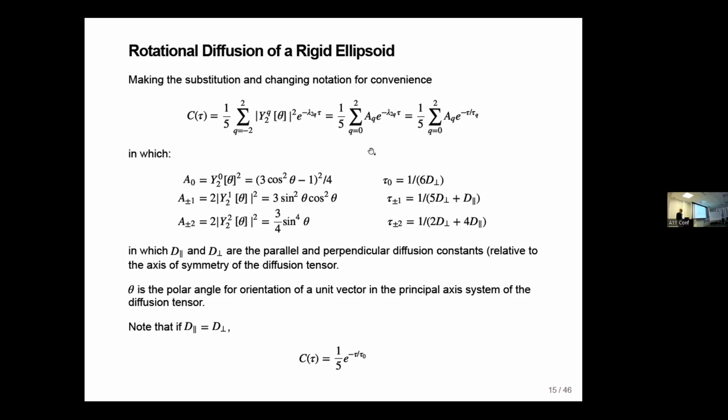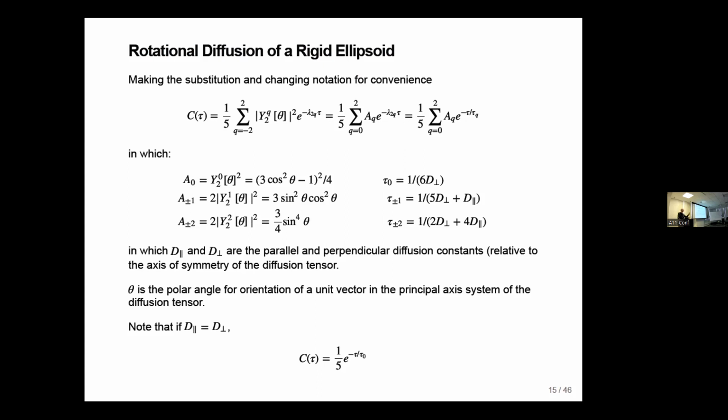And these factors here, the A's, then depend on the orientation of the Hamiltonian. So this also is assuming a uniaxial Hamiltonian, the orientation of the Hamiltonian in the principal axis frame for diffusion. So what it means is it will have different relaxation rates for, say, dipole vectors, say NH vectors, that point in different directions in the ellipsoid.